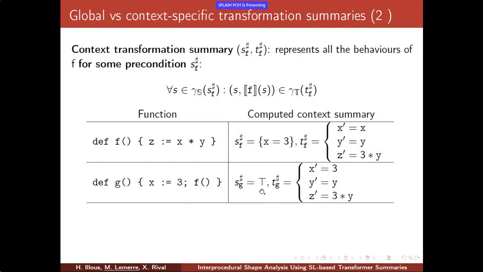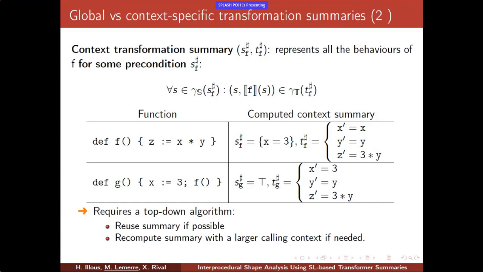When we use this summary, we are allowed to use it because it corresponds to this state, and we are able to have a completely precise representation of what g does. But on the other hand, previously we could be using a completely bottom-up analysis, and it will no longer be the case because we have to know for which context we want to compute the summary of the functions. So this suggests that we will be using a top-down algorithm.